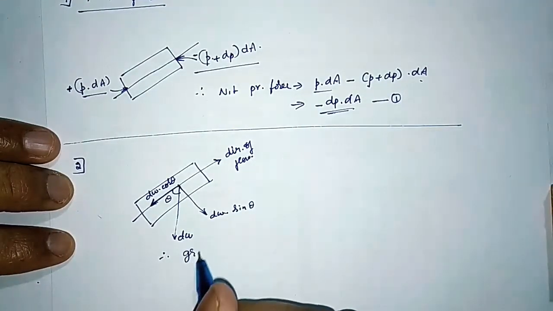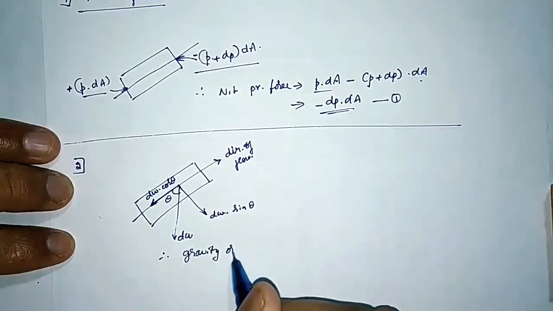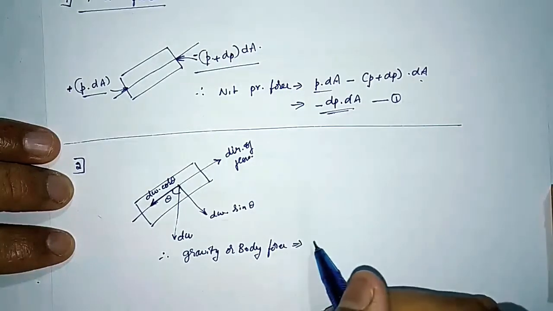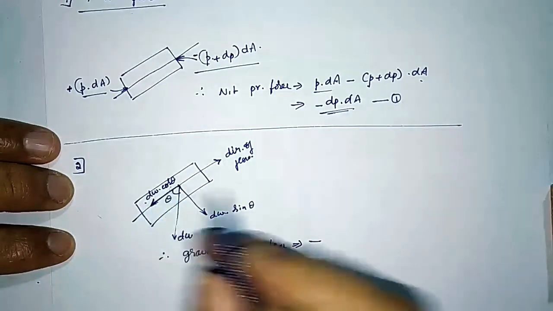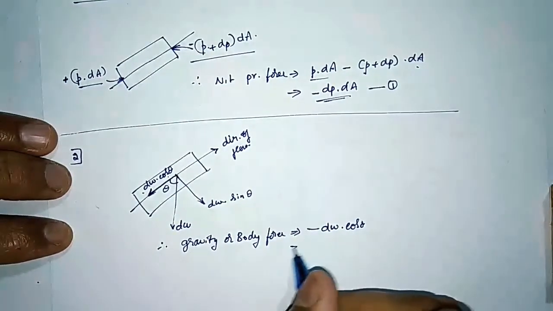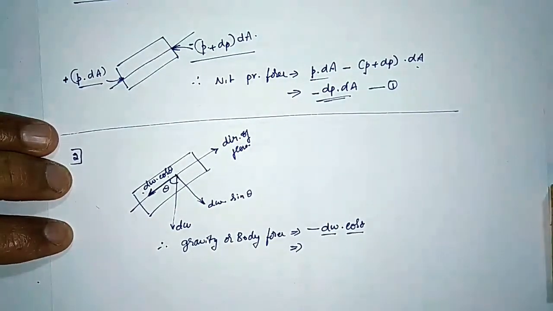So you can write gravity force or body force is equal to minus dW cos theta. Minus is due to opposite direction. Now here we need to write the equation for dW and cos theta. So let us find out that.